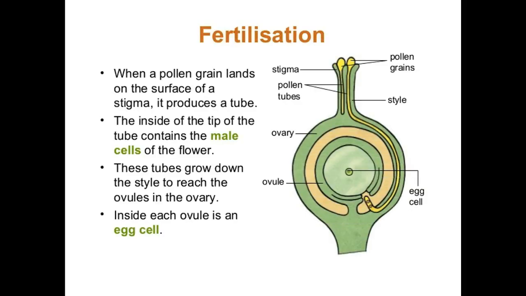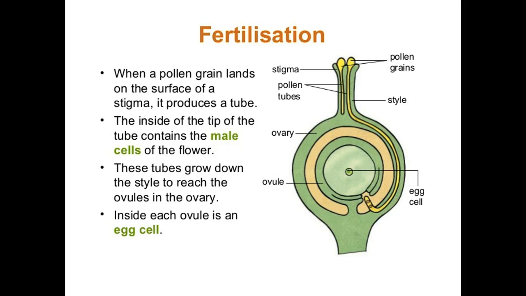Now once pollination happens, we have the next stage in plant reproduction, which is known as fertilization. So when the pollen lands on the surface of the stigma, it produces a tube known as a pollen tube. And this tube will go all the way down into the ovary and into the egg cell, or the ovule. And once it fertilizes this egg cell, you have fertilization.